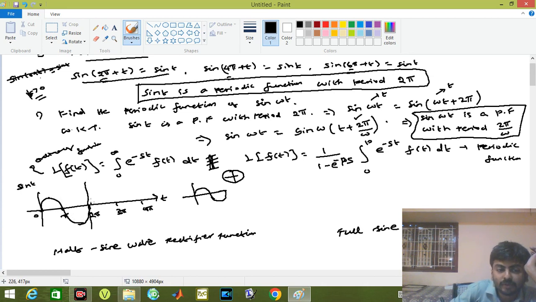Its second cycle will be this and this. So this is a half cycle and this is one full cycle. Here also this is a half cycle. In a half cycle only a half wave will be present. In another half cycle you can find another half wave.